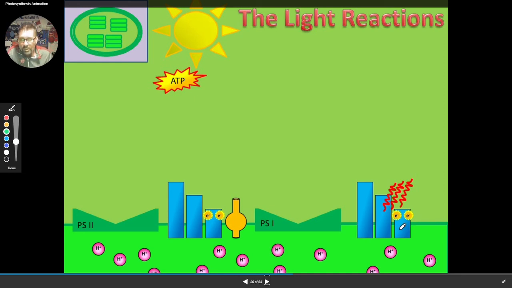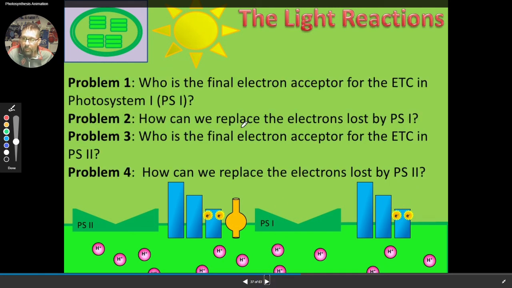And now we're going to go through a series of follow-up questions that the person who made this animation wants to ask and to clarify. Okay, so here we go. Problem 1. Who is the final electron acceptor for the ETC in photosystem 1? Over here, in other words, who's going to take these electrons to the Calvin cycle? That's what that's asking us. Okay, how can we replace the electrons lost in PS1? In other words, we don't have any electrons right here. Where are they going to come from?